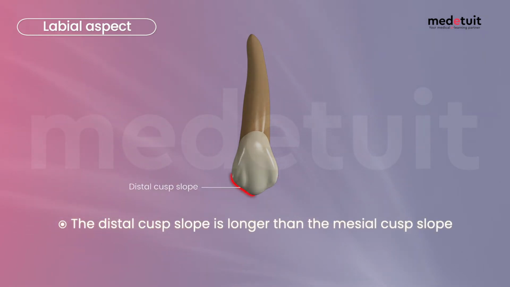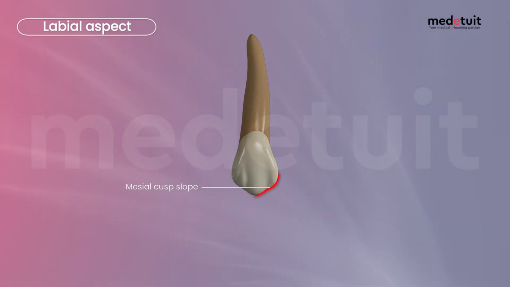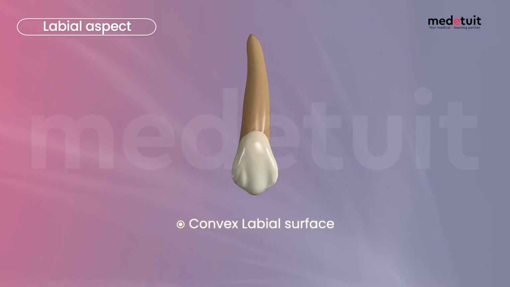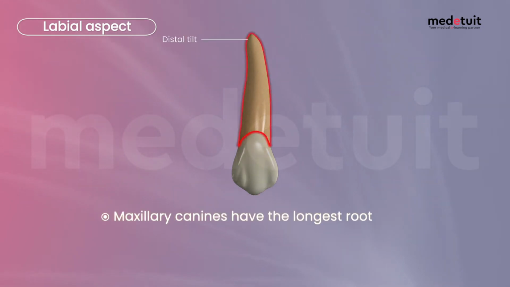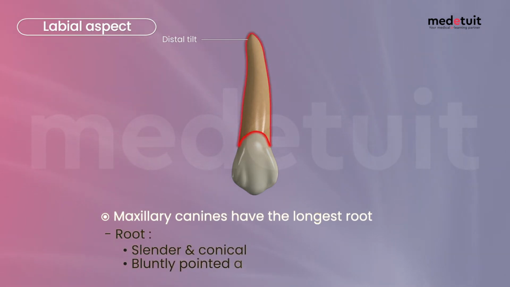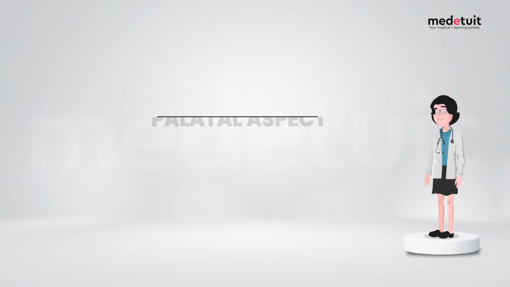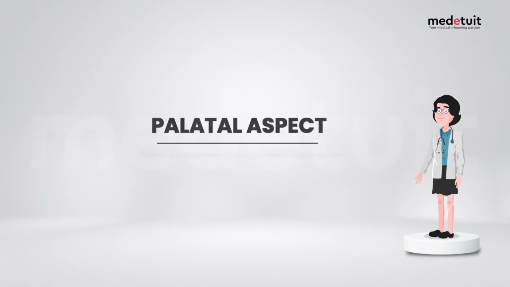The distal slope of the cusp is longer than the mesial cusp slope. The labial surface is convex. Maxillary canines have the longest root. The root is slender and conical with a bluntly pointed apex that bends distally. Next is a palatal aspect.